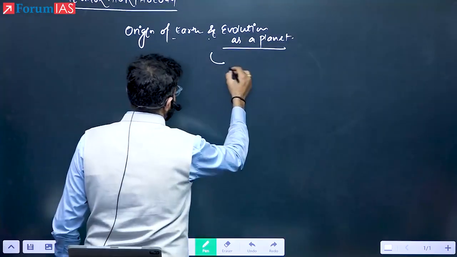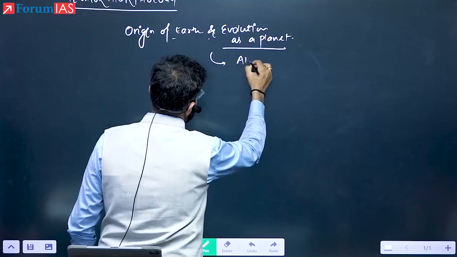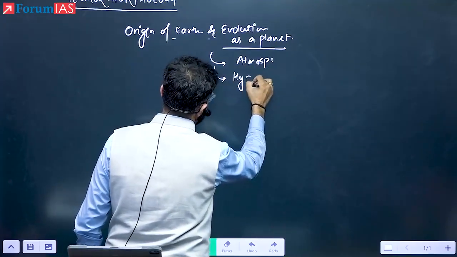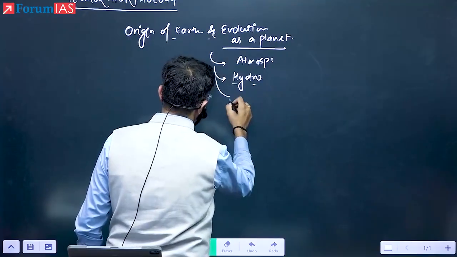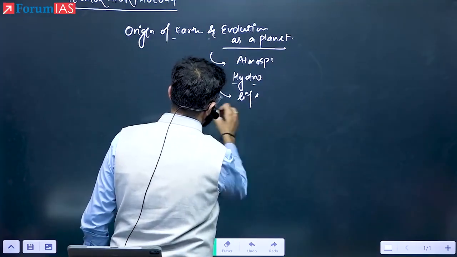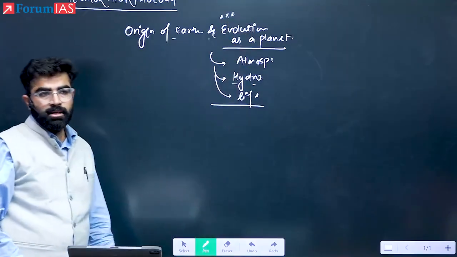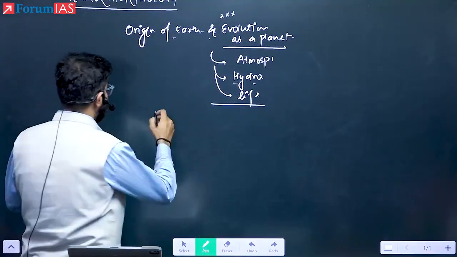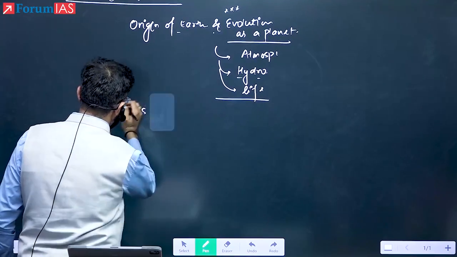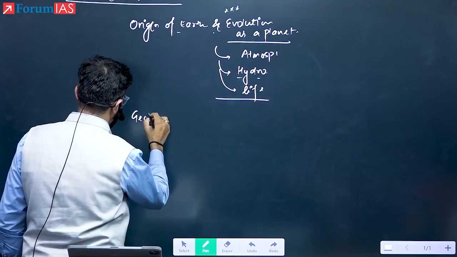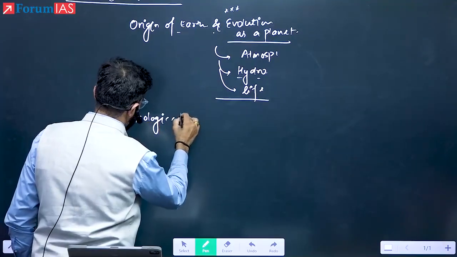So we will understand here, that is our atmosphere, hydrosphere, that is how this hydrosphere, oceanic bodies, they came. Then the formation of life also, this becomes important for us, especially for prelims. Okay. Then we will go into the next, slightly again, a little difficult, but not that much. That is geological time scale.